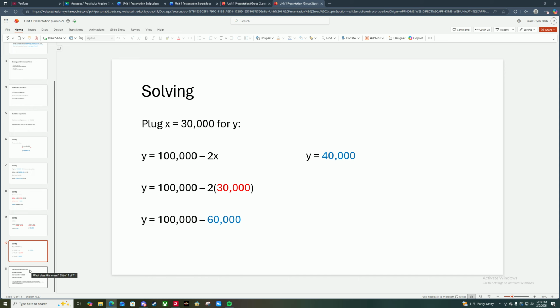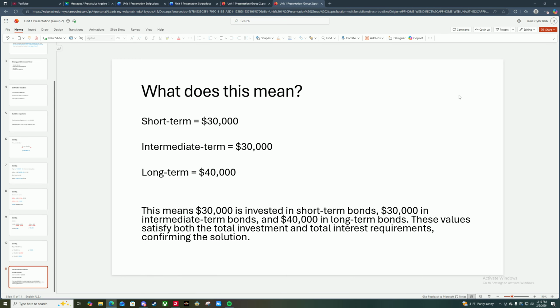y equaling 40,000. So in conclusion, for him to get his 5.1% interest, or the $5,100 that he wants to accrue in interest a year on this $100,000, the short term is going to have to be at 30,000, the intermediate term at 30,000 as well, and the long term at 40,000. This makes the short term and the intermediate term equal, the same amounts, and he's going to be reaching his 5.1%. Thank you.